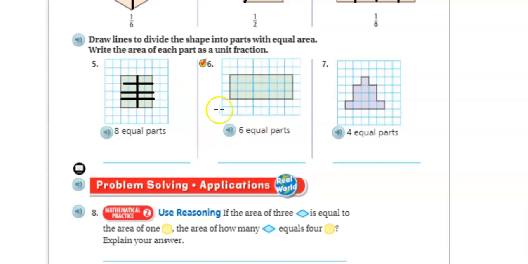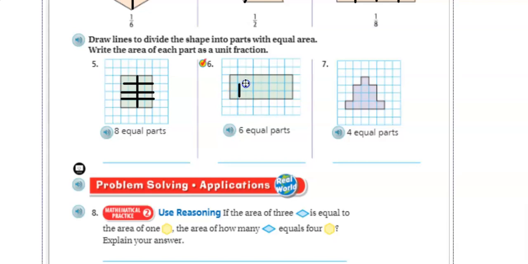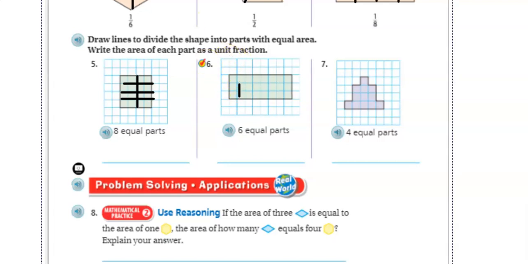This one says 6 equal parts. This one is like the L's again, so you want to go up, you want to go over. I know this is hard for me to do, so hopefully you're doing it because you have a little more room to work. Hopefully you're seeing that you had 1, 2, 3, 1, 2, 3, 4, 5, 6, 7, 8.